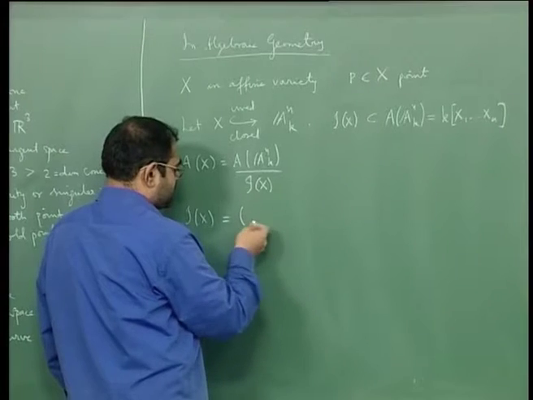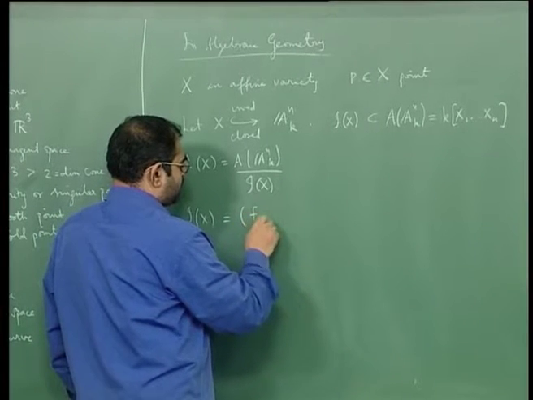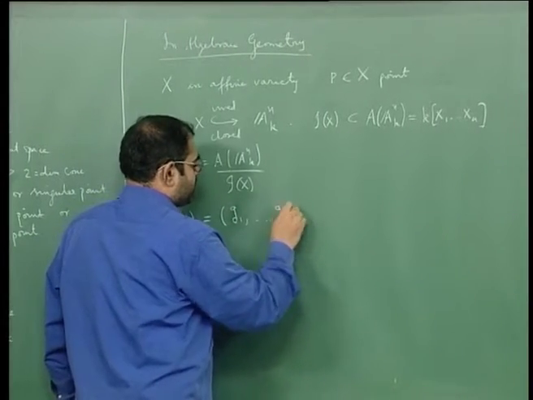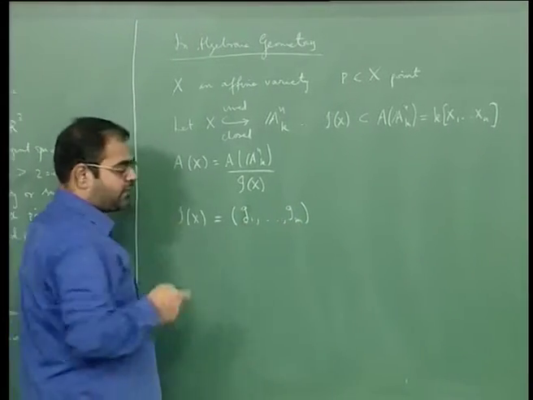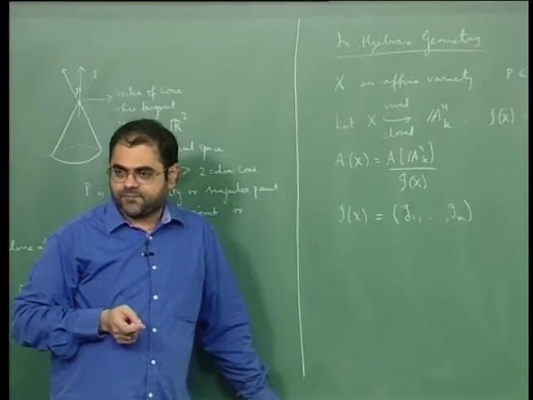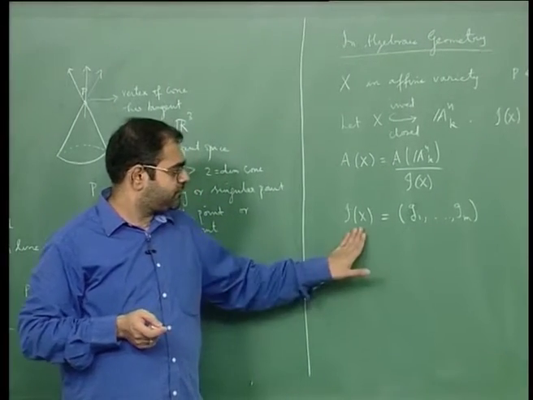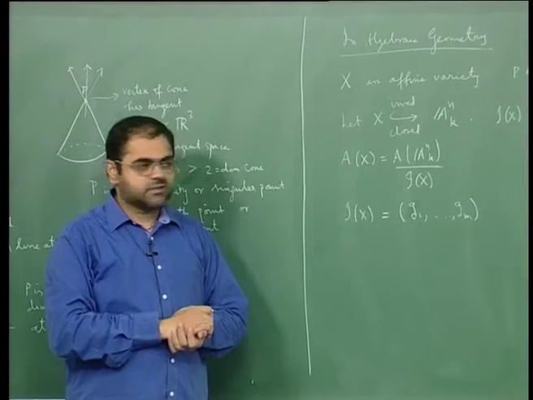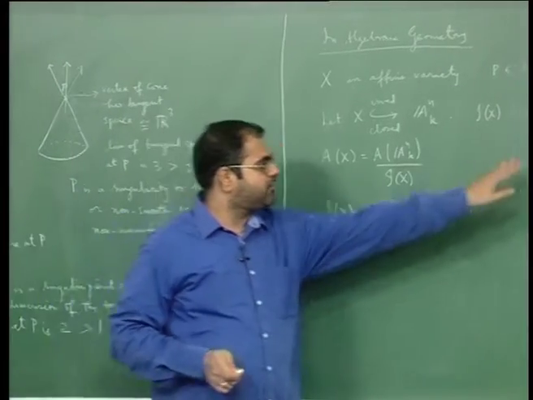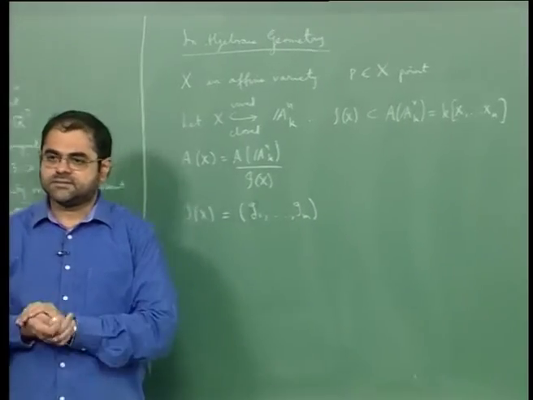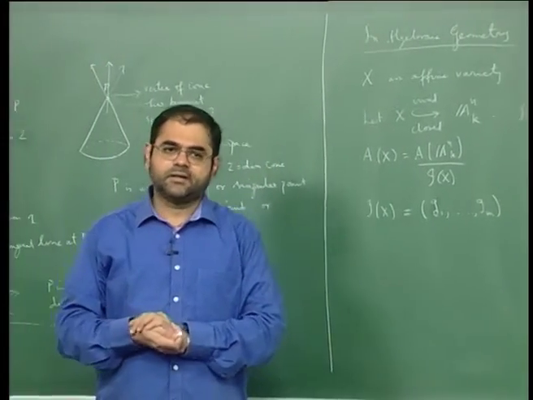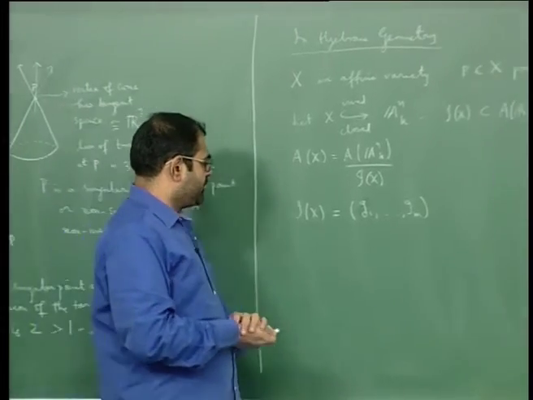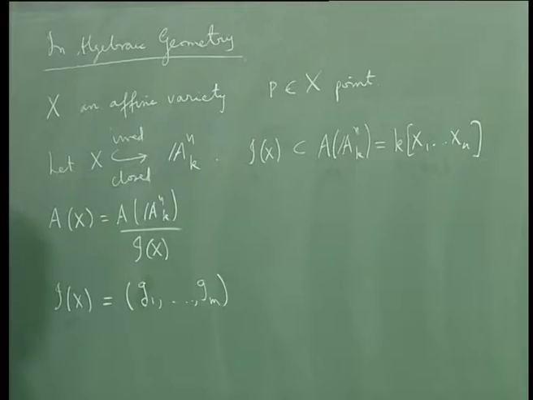So let us look at a set of generators, G1 up to Gm: the ideal is generated by finitely many polynomials. This is true because in a Noetherian ring any ideal is finitely generated, and the polynomial ring is Noetherian by Hilbert's basis theorem. So you choose a set of generators.